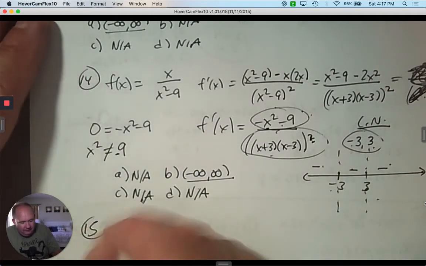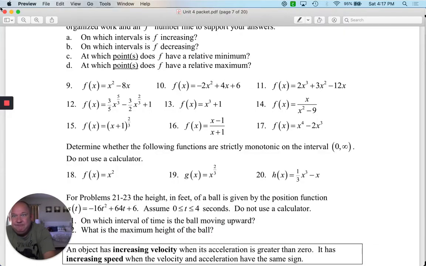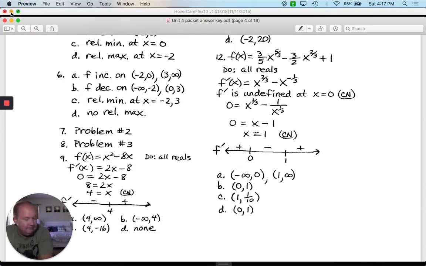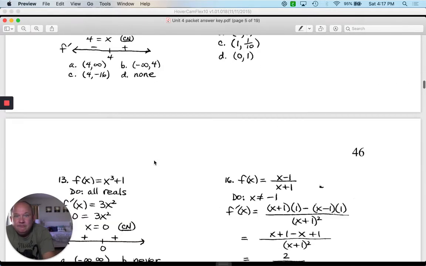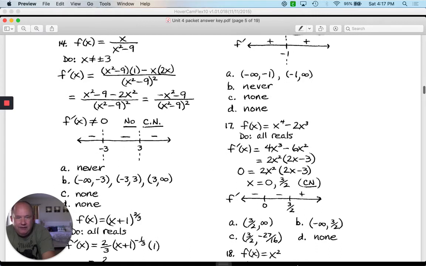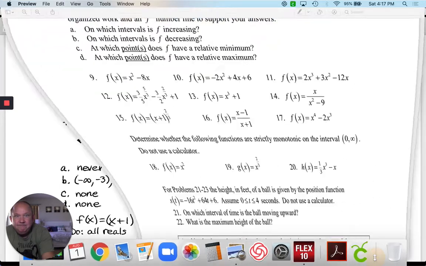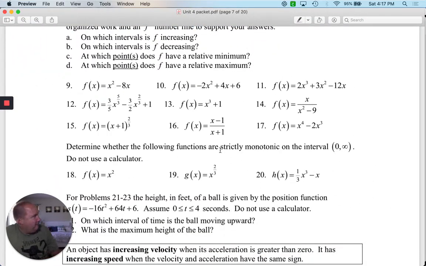Number 15. Let's just make sure we did that correctly. See if the answer key is right. Number 14. See, negative, negative, negative. All right. Let's look at number 15.